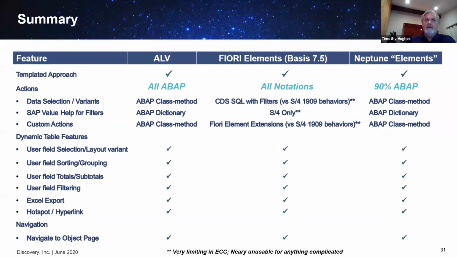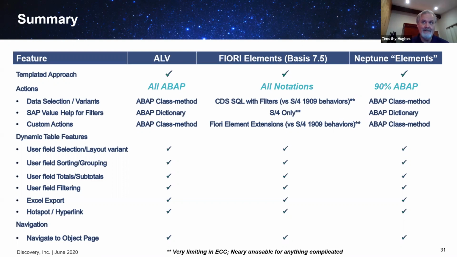So in summary, we've taken a look at ALVs. Everybody knows what an ALV is, Fiori Elements and Neptune Elements, if you will. We want to have a templated approach. We can do that with ALVs. We can do it with Fiori Elements, obviously, and now we have a template to do that with Neptune development. The actions, the code that we're going to write to go get the data, use value helps for filters and custom actions for ALVs and our Neptune application.